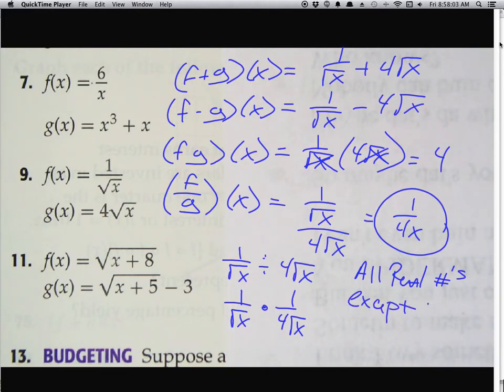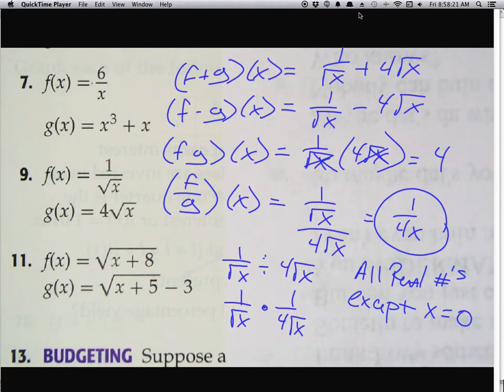And make sure you put that x equals in there for me. Make sure you put that x equals 0. All real numbers except x equals 0. Alright, so that is performing operations with functions. Now we want to look at compositions of functions.